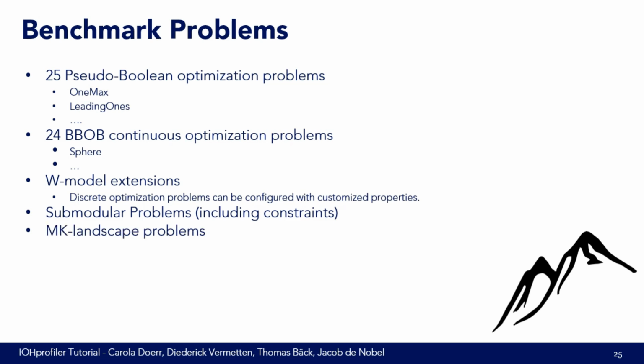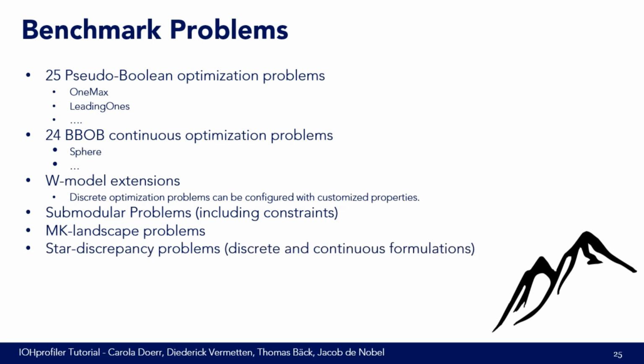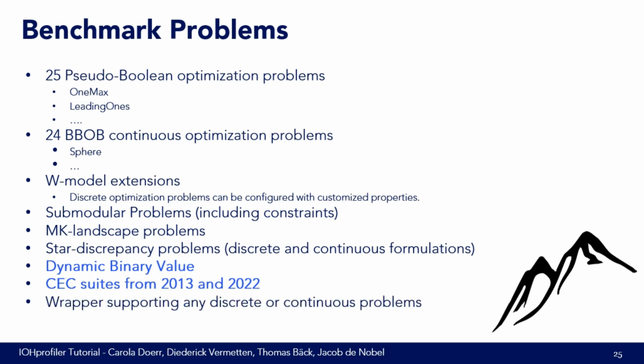We have MK landscapes. We have star discrepancy problems. We now have dynamic problems in the form of dynamic binary value. We have a few CEC suites. If there's interest, we are considering expanding this to more sets of these suites as well. And if your problem is not in here, then we provide wrapping functionality to support any discrete or continuous problems. Currently we focus on noiseless single objective, but we are working on extending that, and we will talk a bit more about that at the very end.